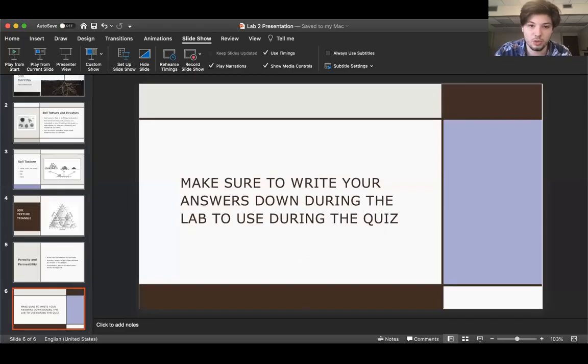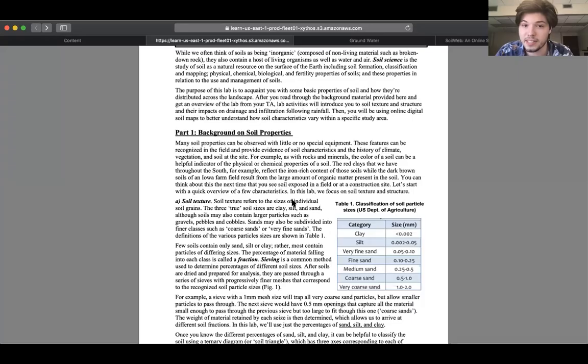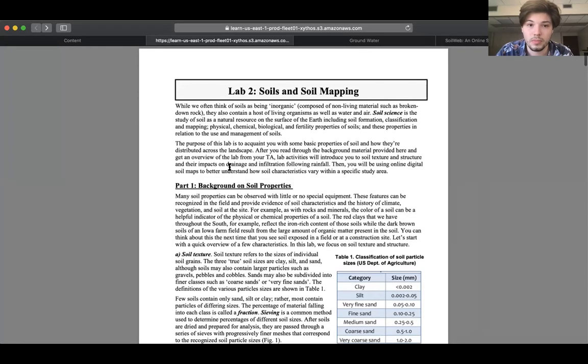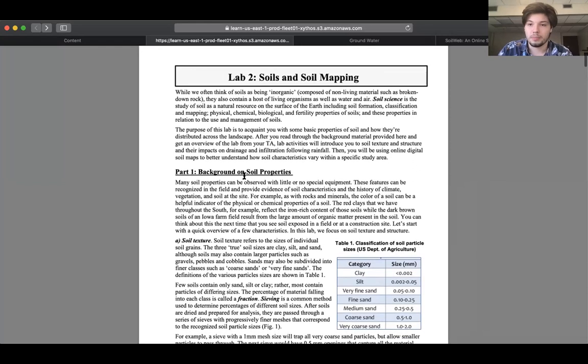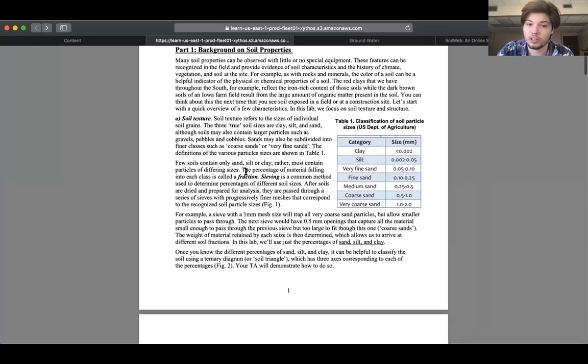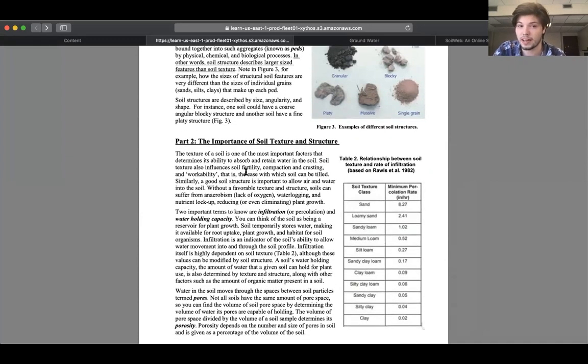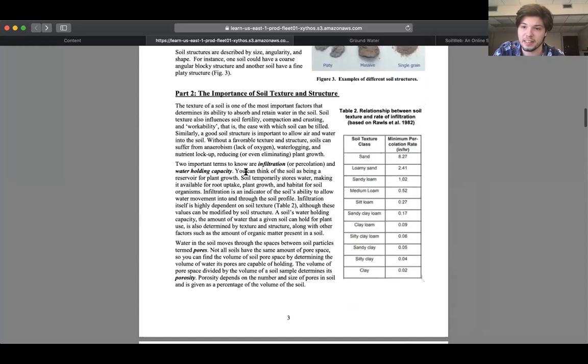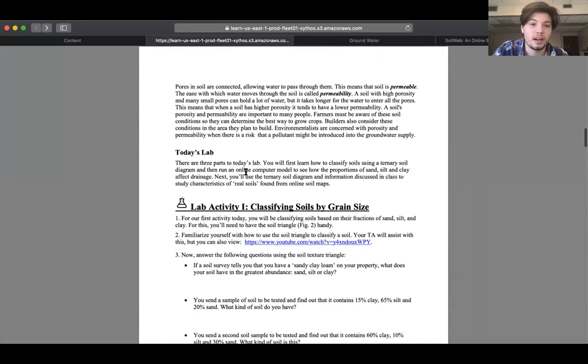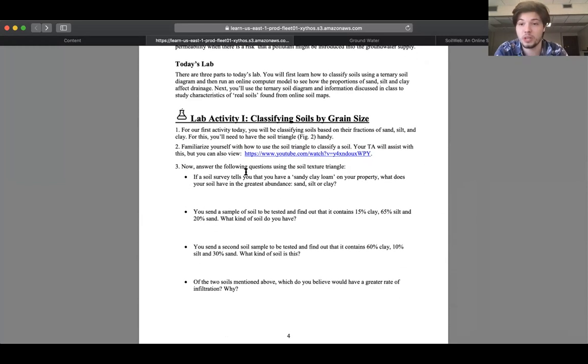All right, so now we're going to switch over and go look through the lab itself. So again, it's going to look a lot like last week's lab. This is lab 2, soils and soil mapping. It'll provide some background information on soil properties and the importance of soil texture and structure. Make sure you read through that, but I've covered a lot of the highlights of that in the PowerPoint just before. And so for today's lab, there are 3 different activities that involve soils and soil mapping.